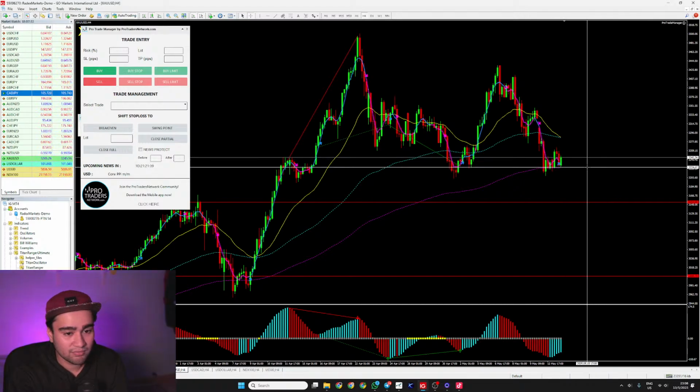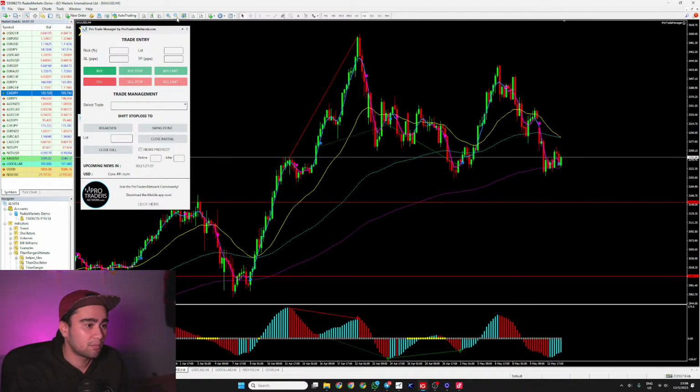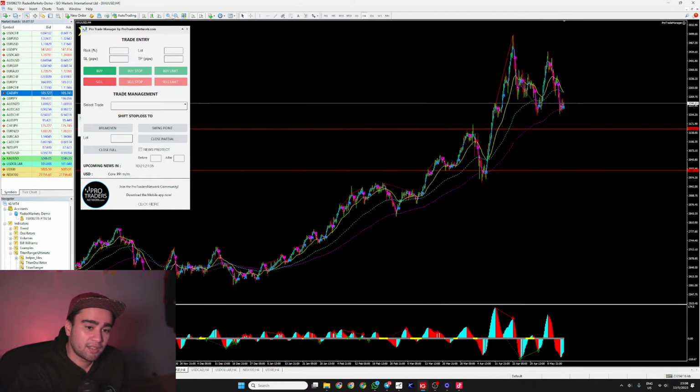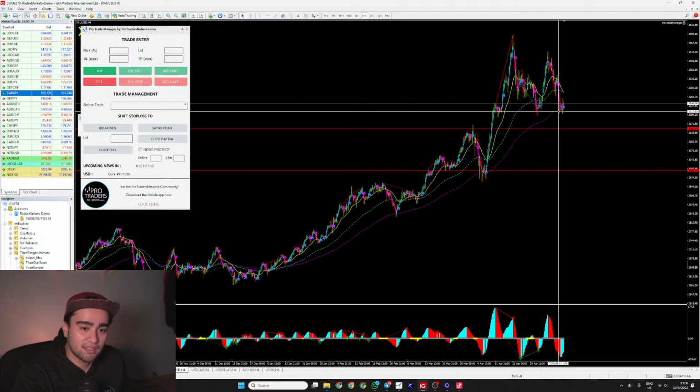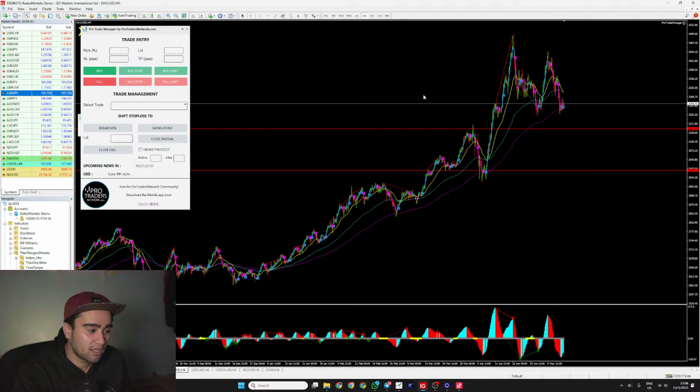Signs of possible dip, definitely, because this is a double top chart pattern anyways. Another way of seeing this is as a pennant as well, but you have to watch it play out.